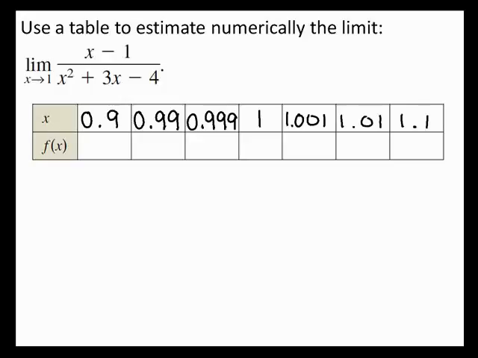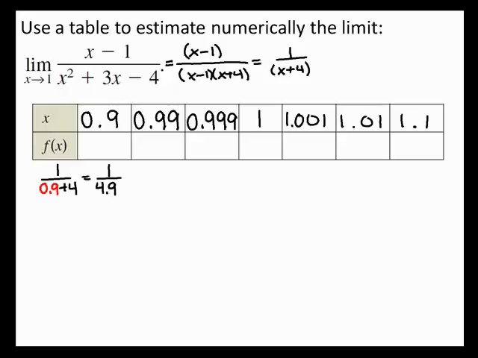Simplify the fraction x minus 1 divided by x squared plus 3x minus 4 by factoring the denominator. Divide out common factors. Substitute 9/10ths into 1 divided by x plus 4. Simplify 9/10ths plus 4. Simplify 1 divided by 4 and 9/10ths.